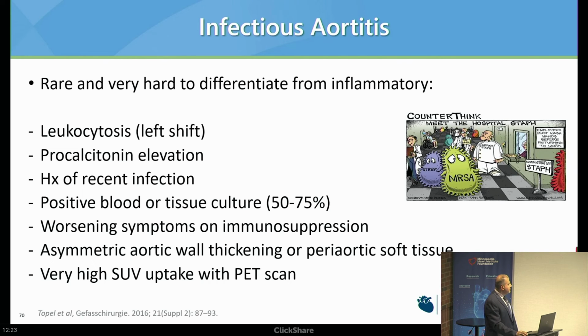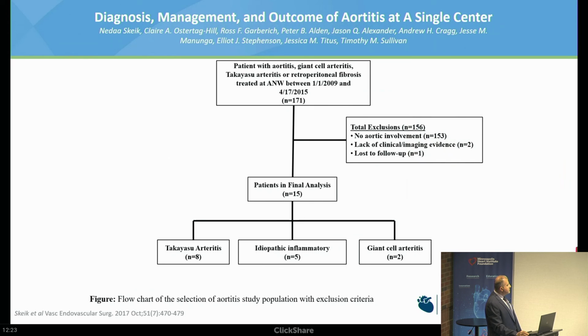Procalcitonin can be elevated. Patients would have a history of recent infection, like this patient did. Positive blood cultures, not always. So 50 to 75% of patients would have worsened symptoms on immunosuppression, like our patient did. And the wall thickening will be asymmetric, not circumferential, like we did see in the previous patient.